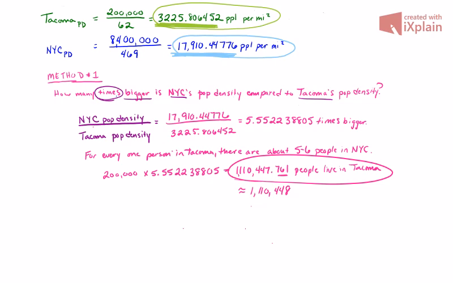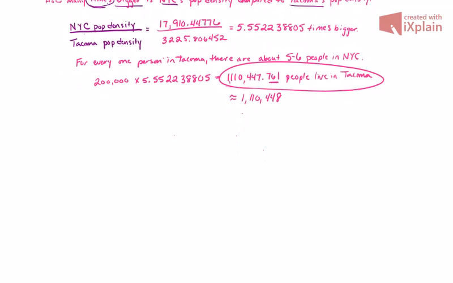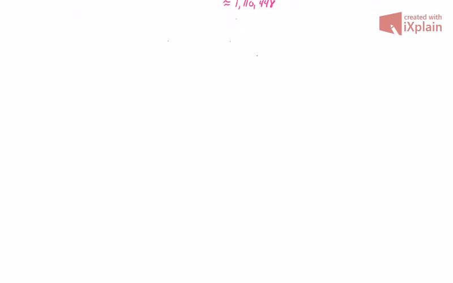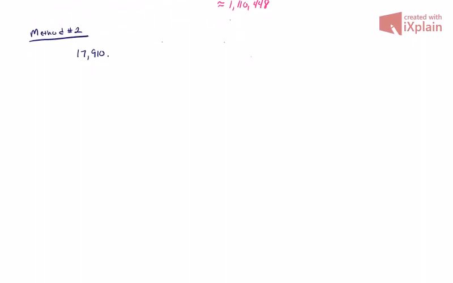I'm going to do the next one in dark blue. Okay, so I'm going to scoot this up. Method 2 looks like this. We know from our previous calculation that the New York population density was 17,910.44776 people per 1 square mile.